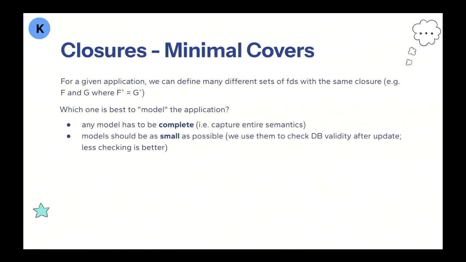So what we want is that the model should be complete. That set of functional dependencies should be complete. And although it should be complete, it should be as small as possible, because we may want to use them to check the validity of the database later after updates. And the less checking is always better. So the set should be complete, and it should be as small as possible. Can we derive the smallest complete set of functional dependencies? That requires us to calculate minimal covers.